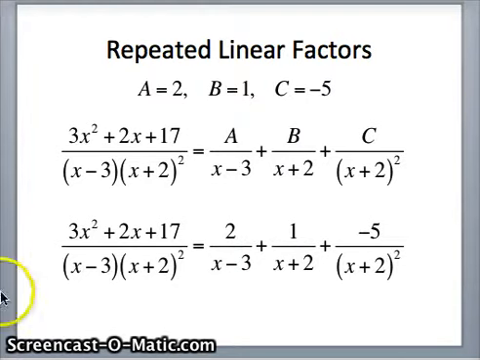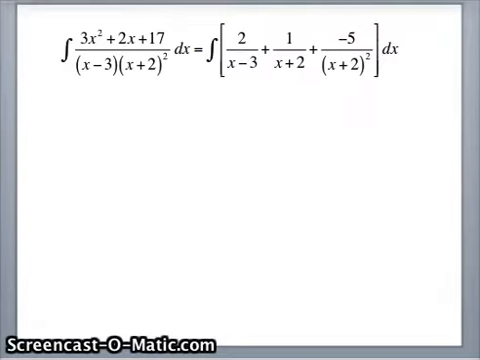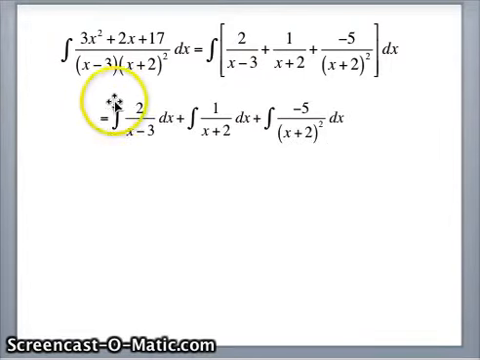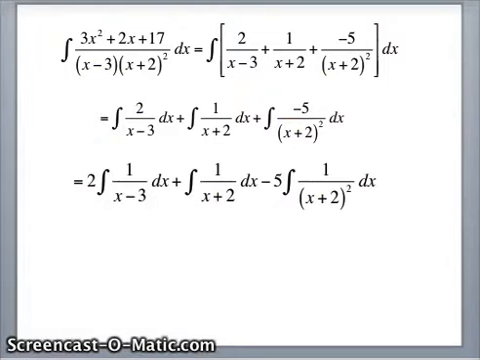And now we're going to integrate this function, which means we're going to integrate that sum of functions, and those will be relatively easy for us to do. So the integral of the sum is the sum of the integrals, and we know we can pull the constants out in front. 2 comes in front, 1 comes in front, negative 5 comes in front. Now I like to use substitution, so we're going to let u equal x minus 3 and w equal x plus 2 to go ahead and finish our integration.